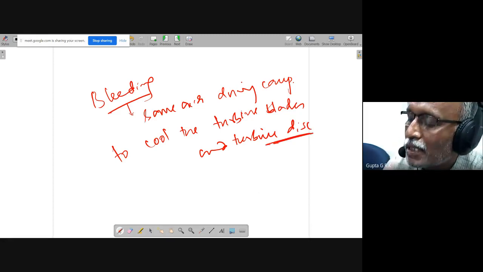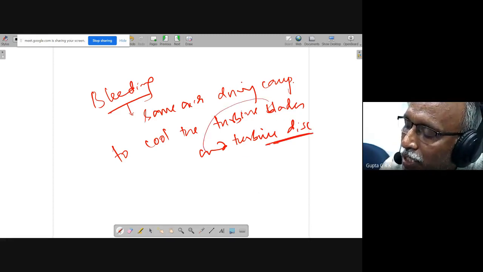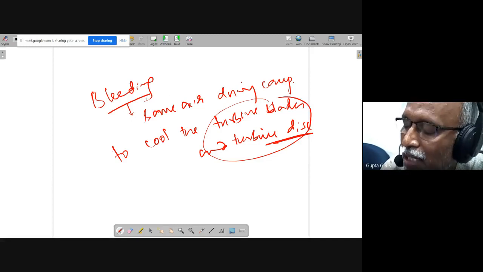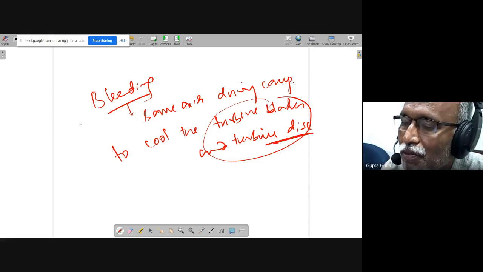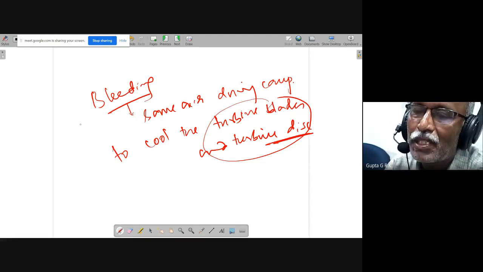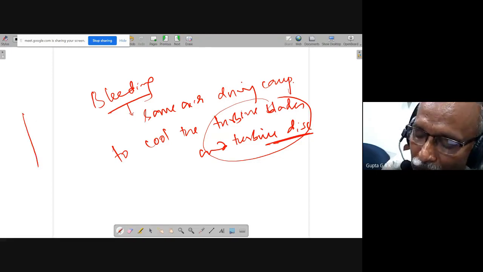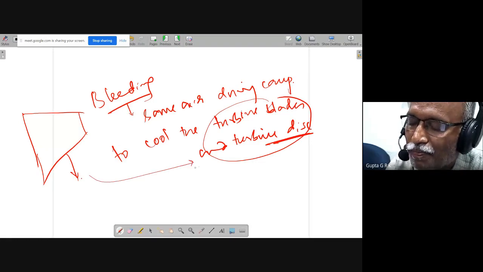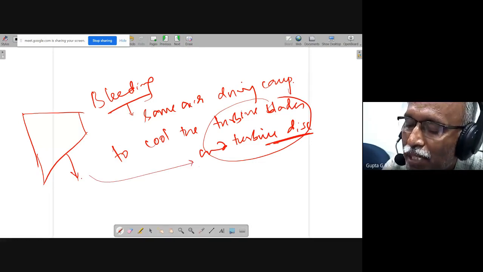Okay, turbine discs and turbine blades. To cool these, we take some of the air. Why not normal atmospheric air? If you send it, it will not circulate. I have to send some high pressure air, and that's why during compression, I take some of the air and send it. That's what bleeding is.